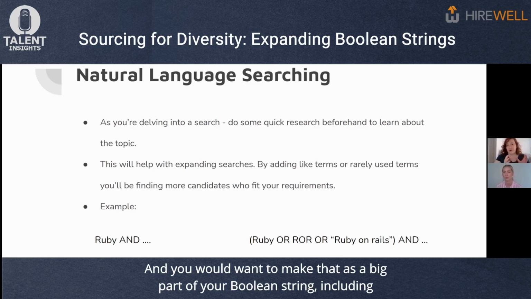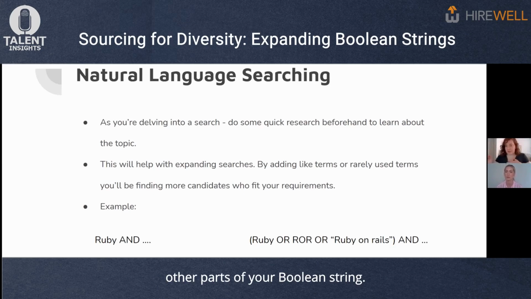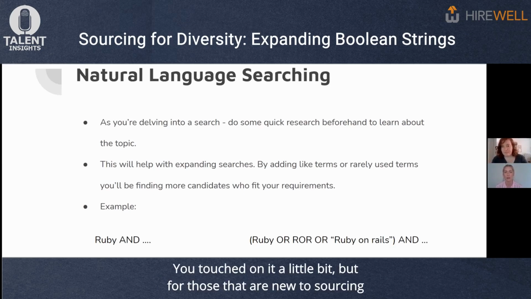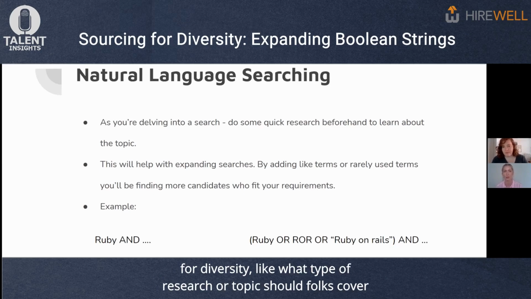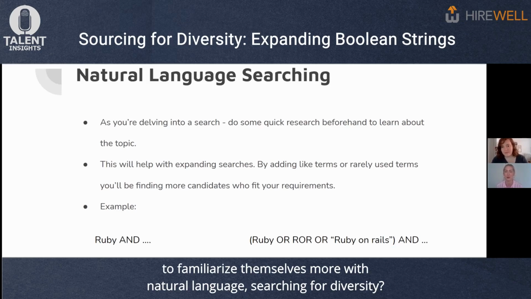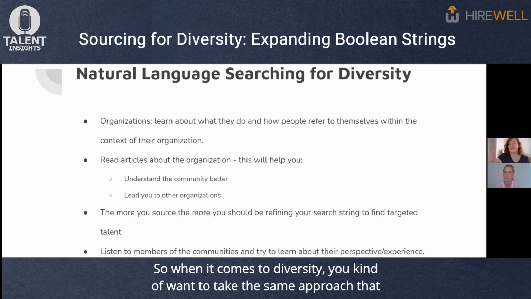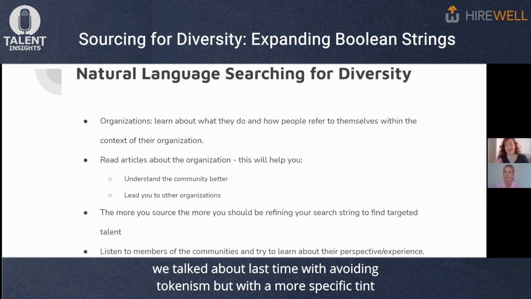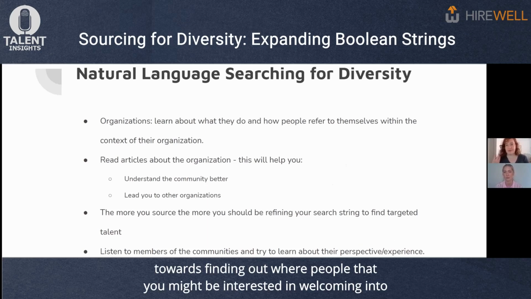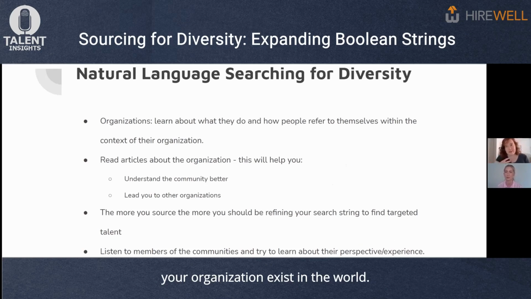And you would want to make that a big part of your Boolean string, including other parts of your Boolean string. You've touched on this a little bit, but for those that are new to sourcing for diversity, what type of research or topics should folks cover to familiarize themselves more with natural language searching for diversity? When it comes to diversity, you want to take the same approach that we talked about last time with avoiding tokenism, but with a more specific tint towards finding out where people that you might be interested in welcoming into your organization exist in the world.